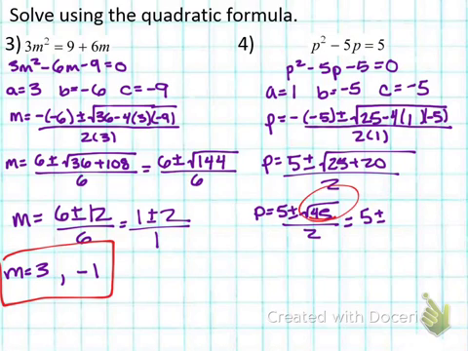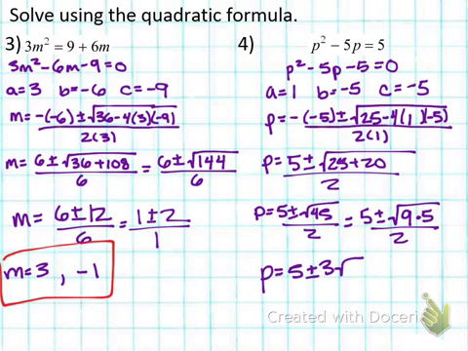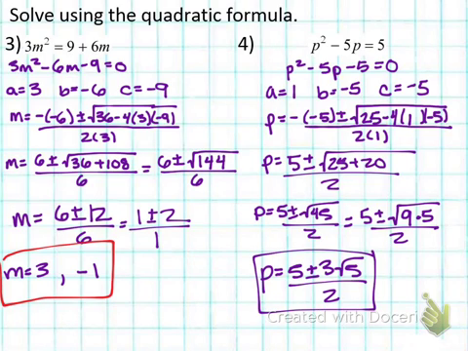Square root of 45 can be simplified. We have square root of 9 times 5 all over 2, and the 9 here comes out because it's a perfect square, so it comes out as the 3. We have 5 plus or minus 3 root 5 all over 2 as our final answer here.